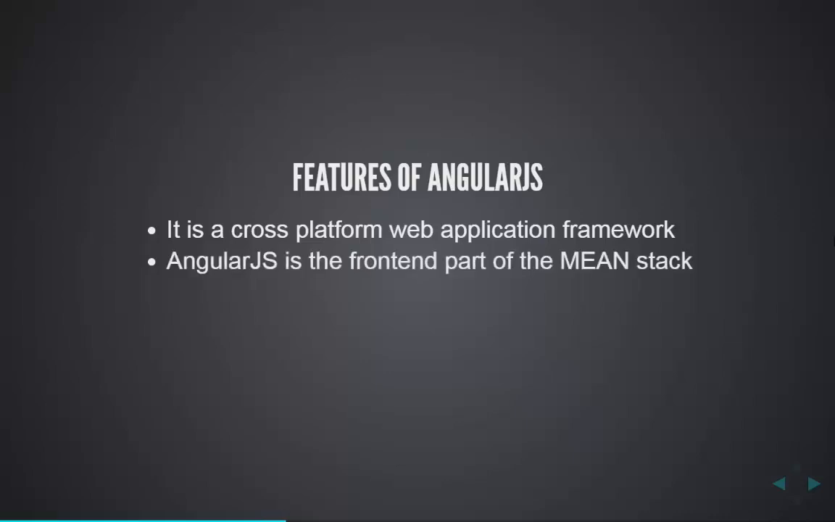AngularJS is the front-end part of the MEAN stack. So what is the MEAN stack? MEAN stack is basically a combination of 4 technologies. MEAN stands for: M for MongoDB, E for Express.js, which is a web framework, A for AngularJS, and N for Node.js, which is basically a JavaScript runtime environment used to write the server-side code.